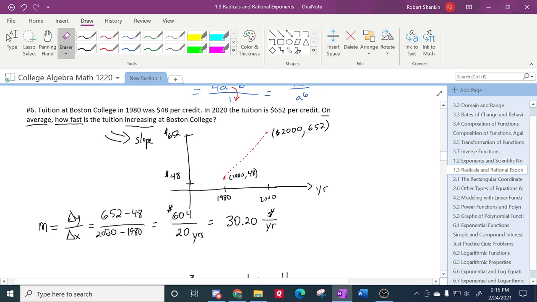This is 2020. Thank you very much. I really need that when I screw up. And so this is 40. So you're going to get half of this, $15.10 per year is what it is.